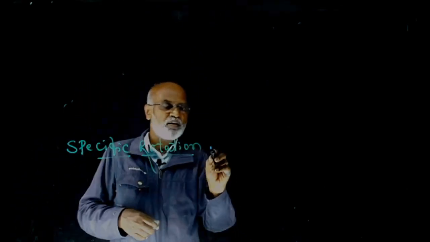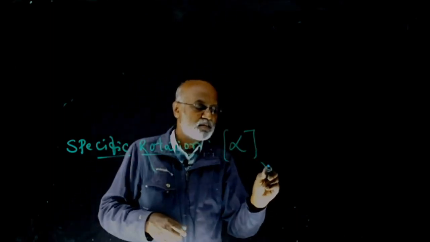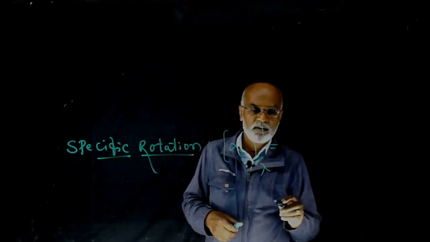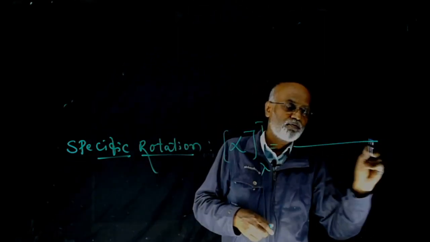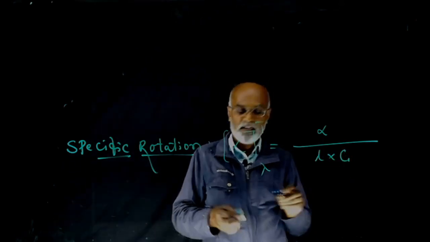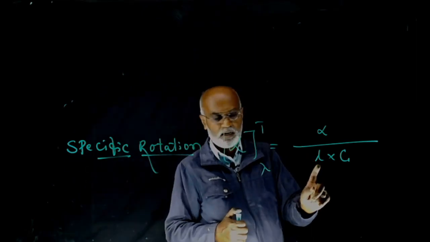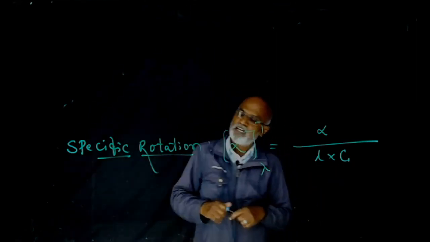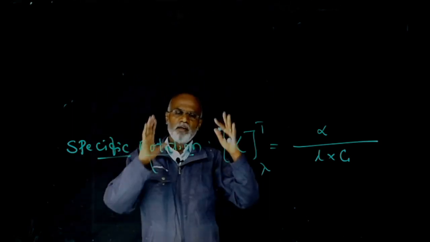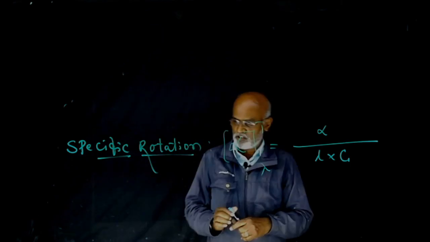Specific rotation is generally denoted by a symbol, something like this. Let us see. Specific rotation is the ratio of alpha divided by L into C. Let me see what alpha represents, what L represents, what C represents. Let us see in detail. So before that, let us study the meaning or definition of specific rotation.